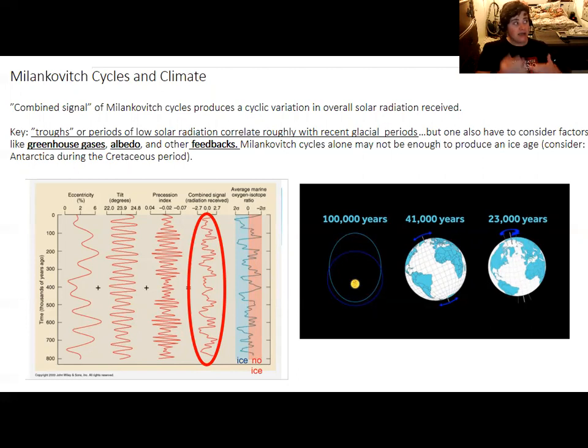So in short, Milankovitch cycles control climate, but it's not a direct cause and correlation thing, and it's also on a very, very long time scale.